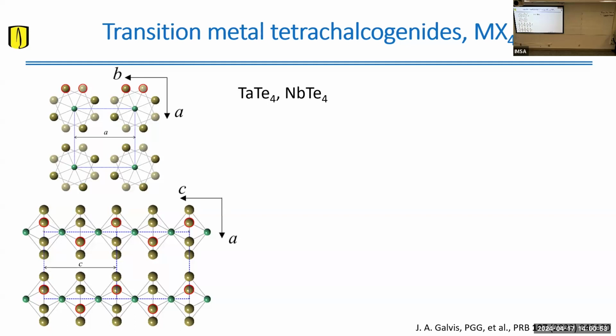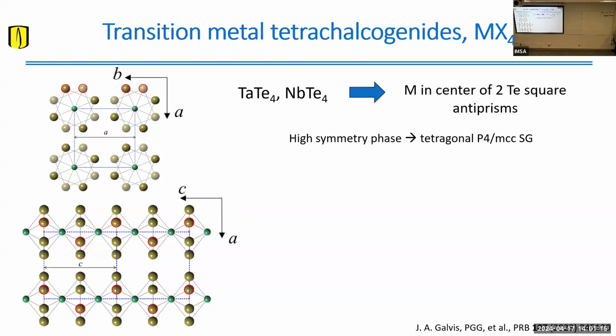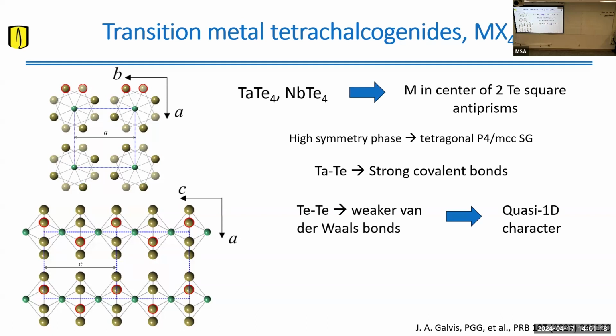So this material has a similar kind of structure, without the iodines that go in the gaps as in the other material. And it's a quasi-1D compound in which you have these chains of tantalum or niobium atoms surrounded by two squares of tellurium that are rotated with respect to each other. So this compound has a tetragonal crystal structure, and the bonds along the chains are strong, and the bonds in between chains are weak van der Waals interactions.